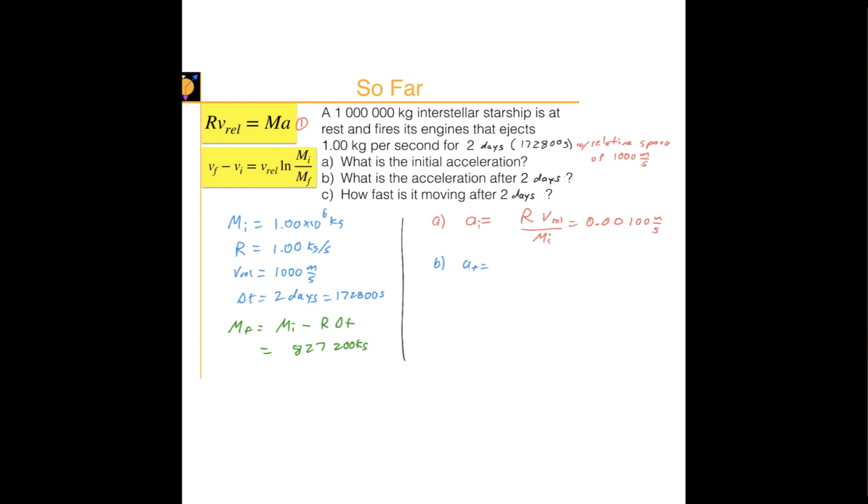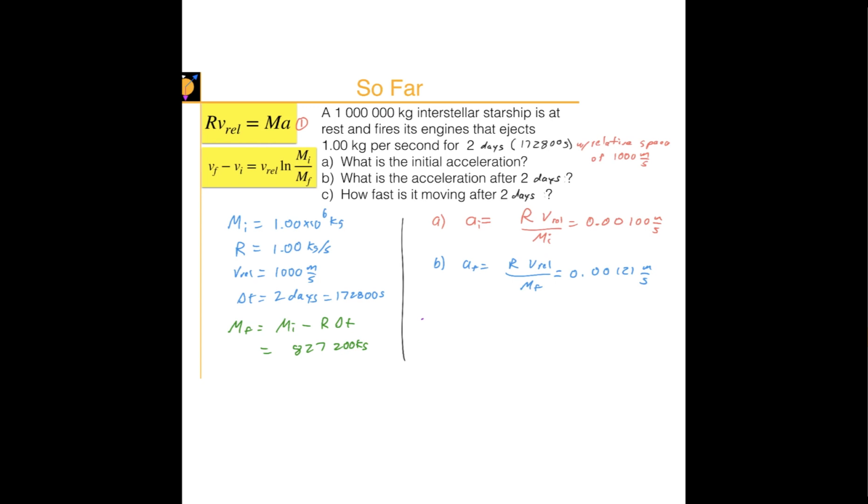A final will be the acceleration at the end. So let's think about that. If we are accelerating with the same exhaust speed and the same rate, everything is the same except M final is going to be a smaller number, and that makes sense. We're putting out the same amount of fuel, but there's less mass that you're pushing. So the acceleration will be faster and faster as more and more fuel is spent. And when we do this, we see that the acceleration goes up to about 121 meters per second. So acceleration has gone up after 2 days.